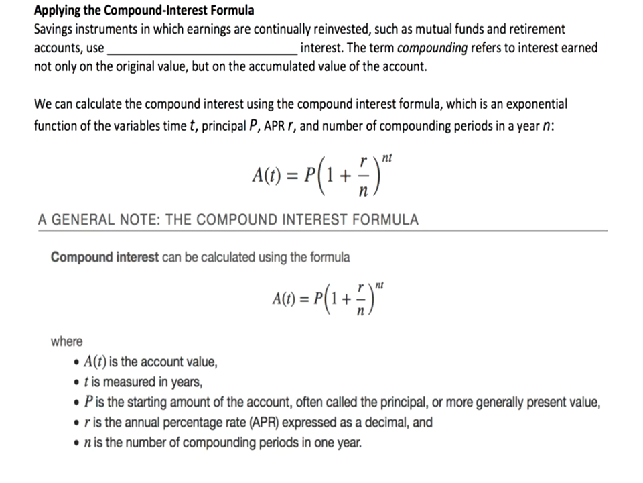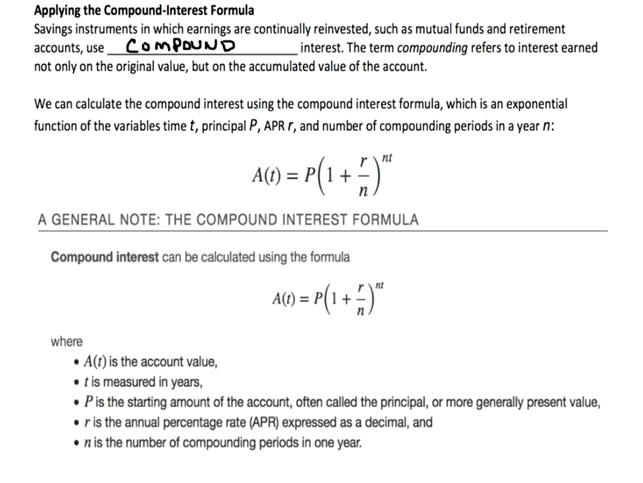Okay, so one of the last concepts in this particular section has to do with interest on accounts, and compound interest to be precise. Saving instruments in which earnings are continually reinvested, such as mutual funds and retirement accounts, use compound interest. Just so you know, it doesn't have to be a savings account. It can be a loan. Loans use compound interest as well. So whether the money is owed to you or you owe the money, compound interest is going to come into play here.